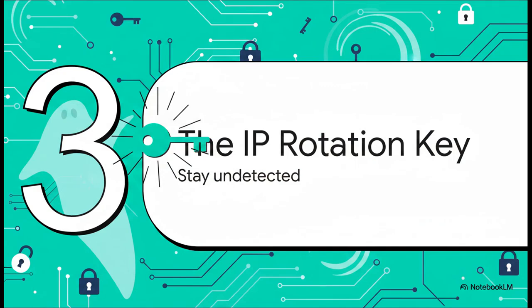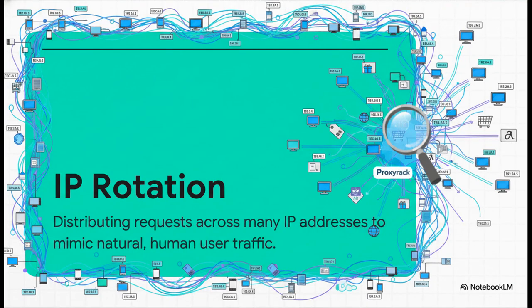And that brings us perfectly to the solution, the key that unlocks this whole puzzle, IP rotation. This is the secret weapon for moving like a ghost through Amazon's defenses and staying completely undetected. So what in the world is IP rotation? Well, the idea is actually pretty simple, but it is incredibly powerful.